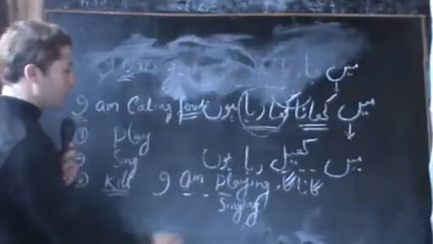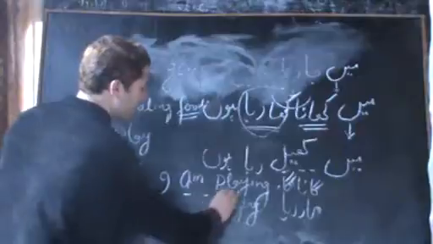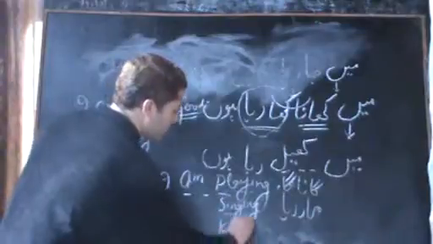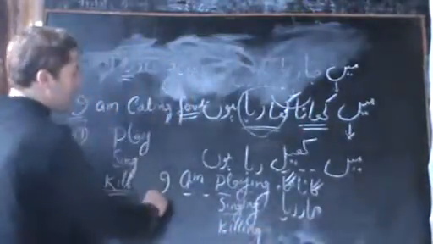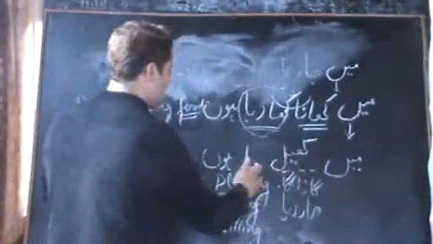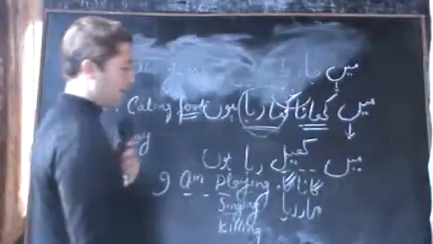In the same way, you'll replace here main maar raha hoon. Then you replace this playing by singing, and then this singing will be replaced by killing. So we'll read it: I am killing. First, I am playing, for main khel raha hoon. Then I am singing, main gaana ga raha hoon. I am killing. If we say singing, then I will say ga raha hoon.